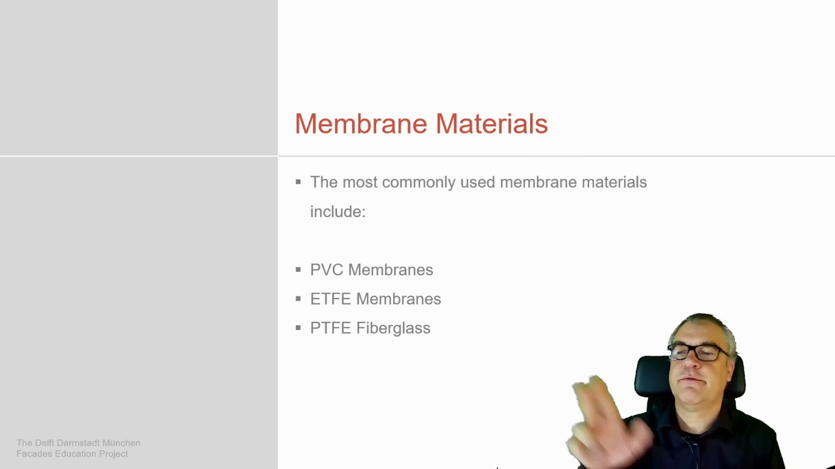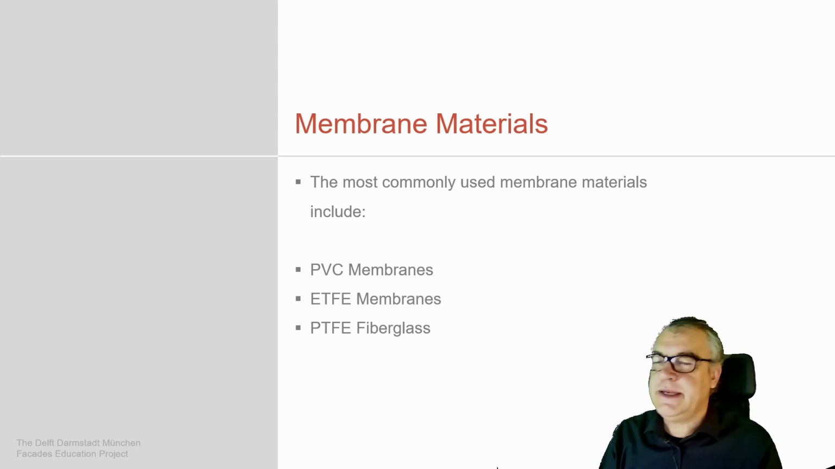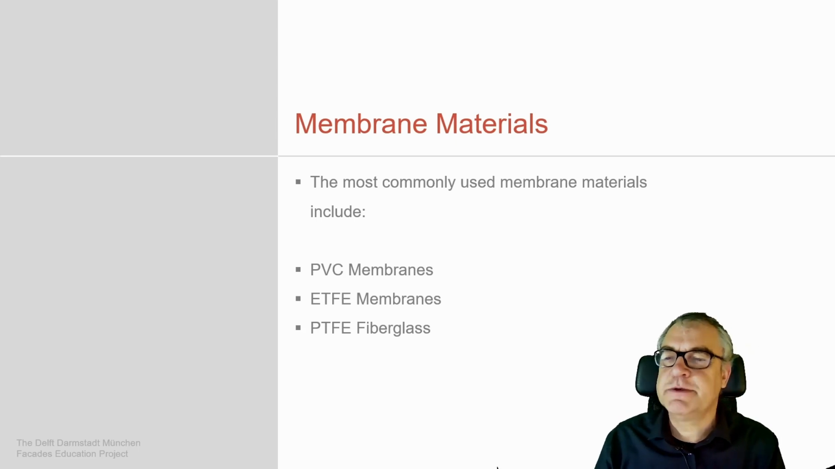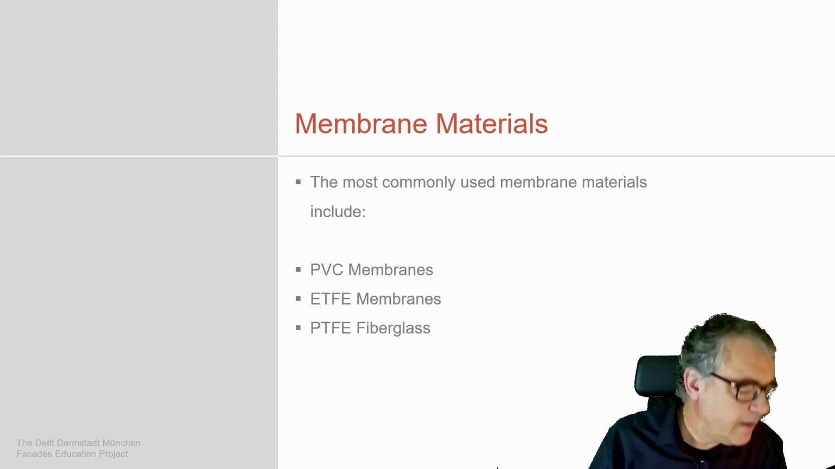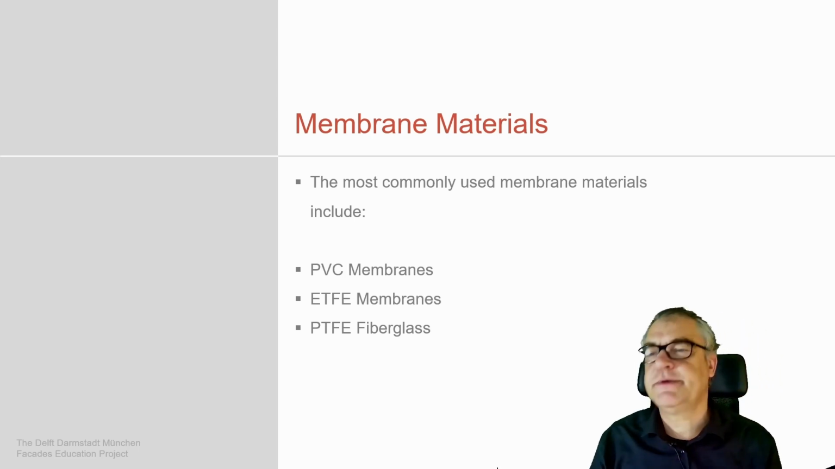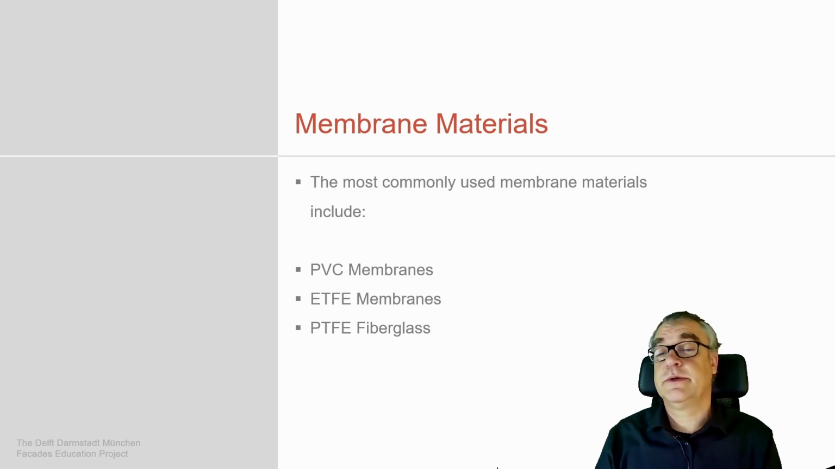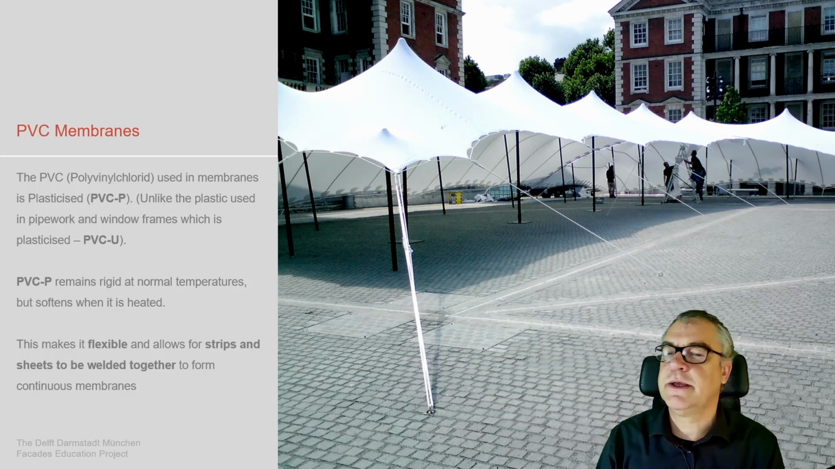We do deal with three types of material: PVC, ETFE, and PTFE fiberglass. The first one is the most simple and the cheapest one. It has the downside that it can drip when flamed, and it's not transparent. That's also an aspect, but it's the cheapest material for membranes, which is why we see a lot of these PVC membranes being used.